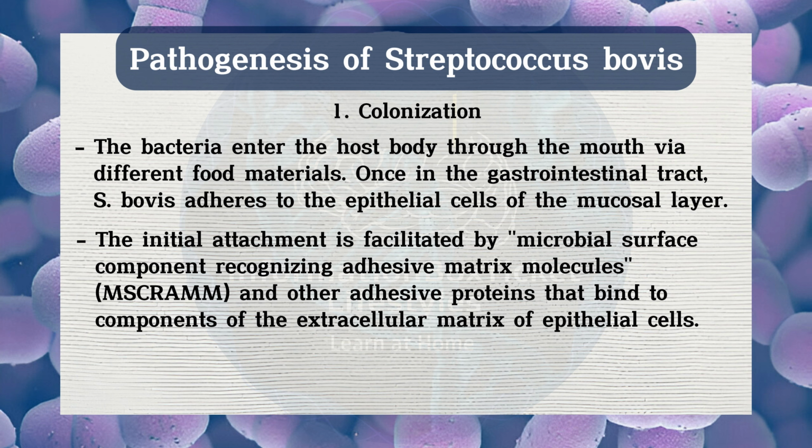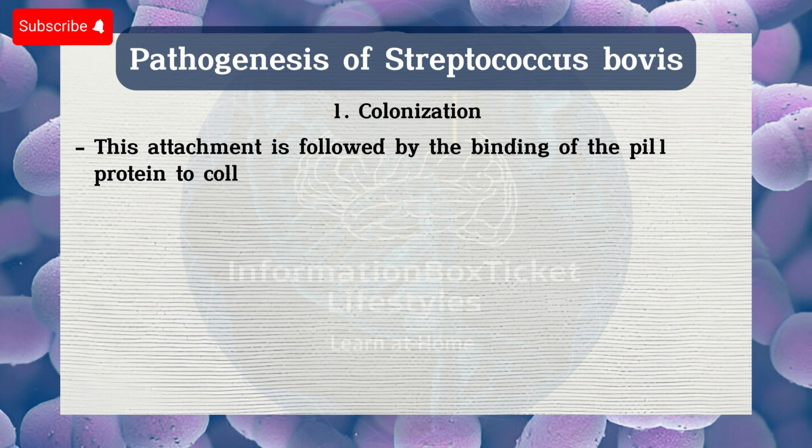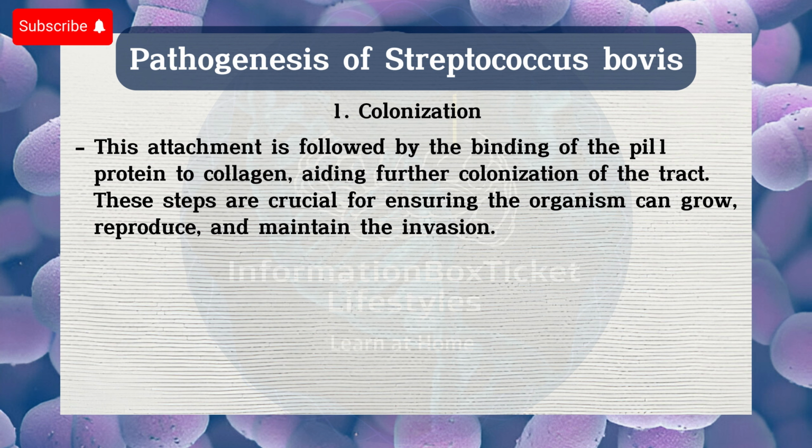The initial attachment is facilitated by microbial surface component recognizing adhesive matrix molecules, MSCRAMMs, and other adhesive proteins that bind to components of the extracellular matrix of epithelial cells. This attachment is followed by the binding of the Pil1 protein to collagen, aiding further colonization of the tract. These steps are crucial for ensuring the organism can grow, reproduce, and maintain the invasion.